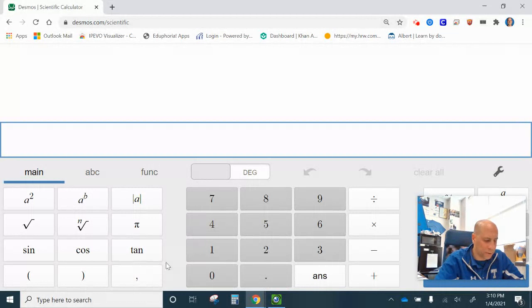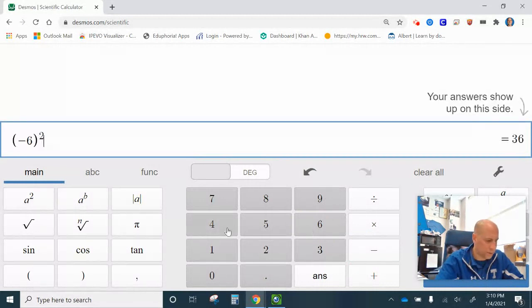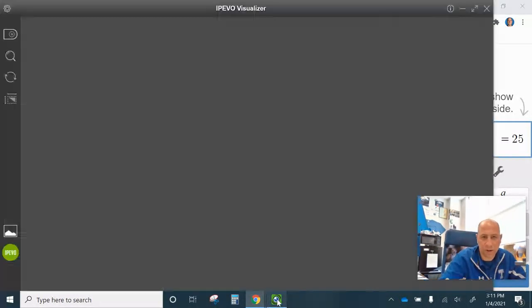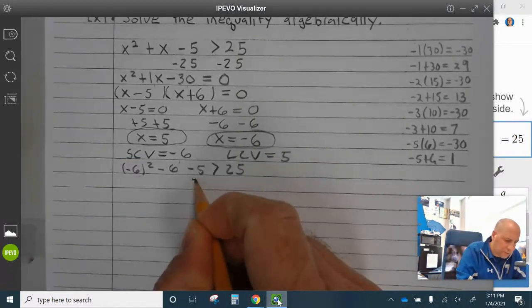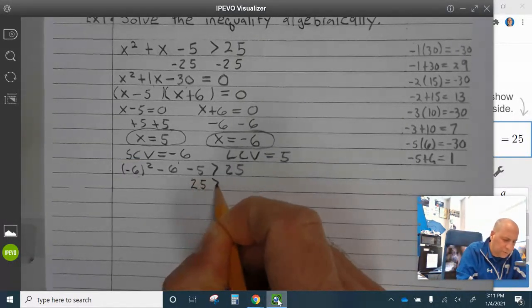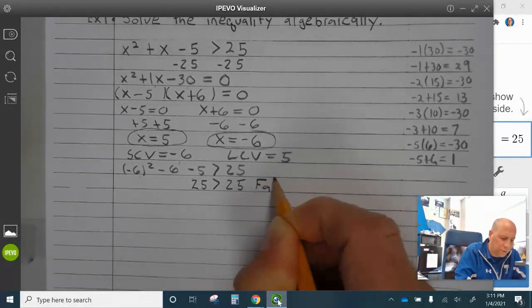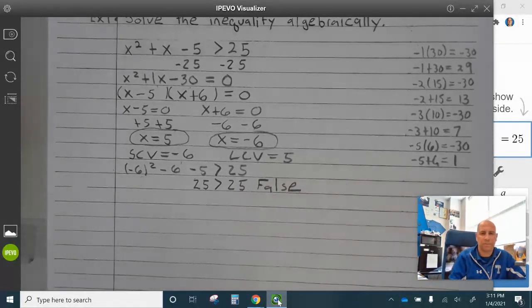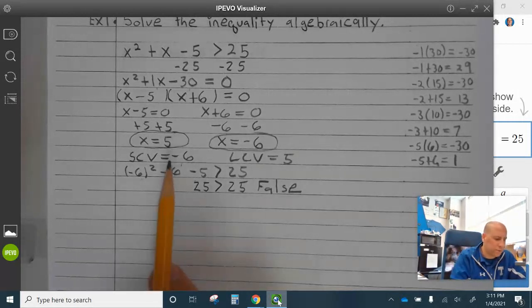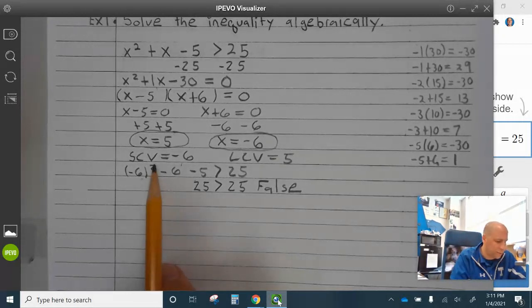All right, so now we're going to do parentheses -6 squared minus 6 minus 5, which is 25. So what we're saying is that 25 is greater than 25. That's a false statement. So we know that this small critical value is not included.